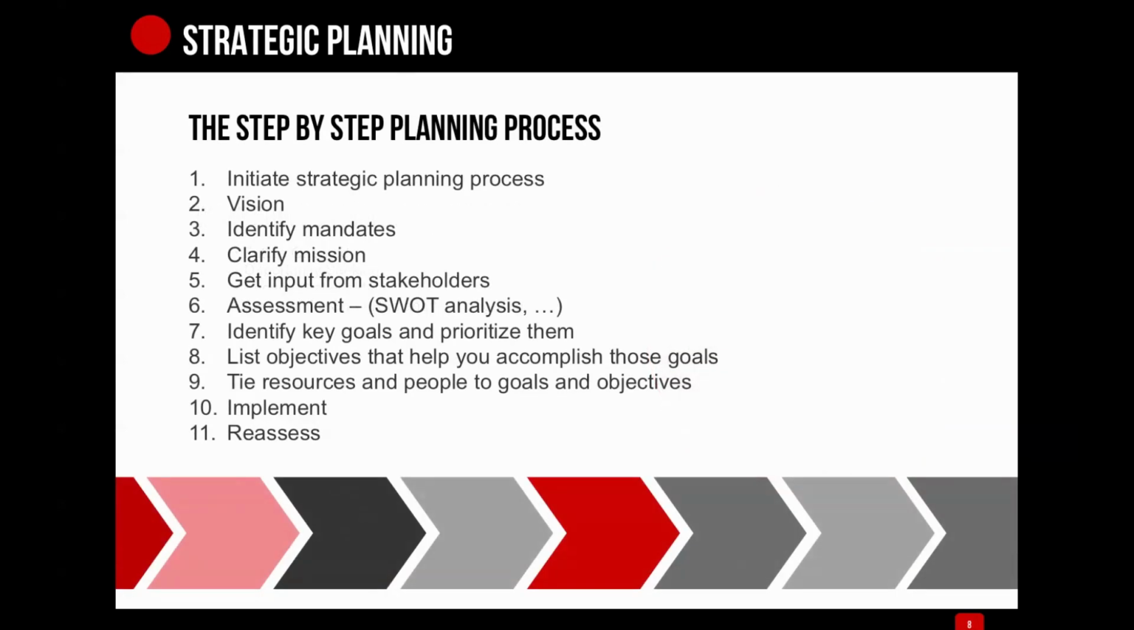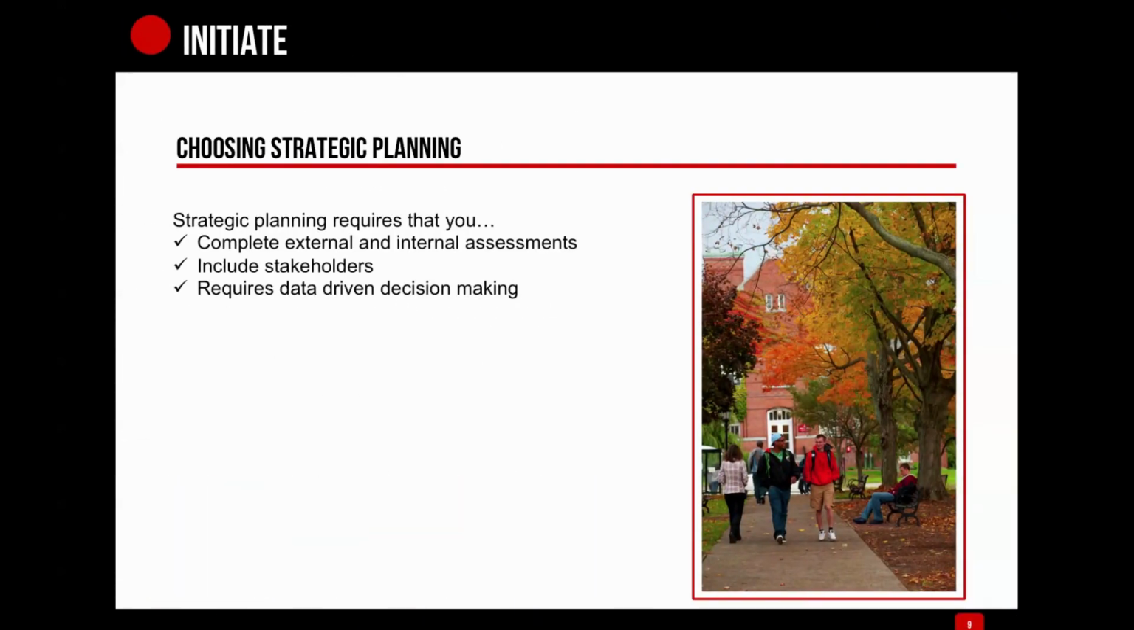A traditional model here that's displayed indicates 11 different steps, and I'll go through each of these separately. The first one is the initiation of the strategic planning process. It's important that someone on your team really champion the process and that someone on your team also manages the process. And tied to that initiation, you want to make sure that you're using data effectively as you move forward.